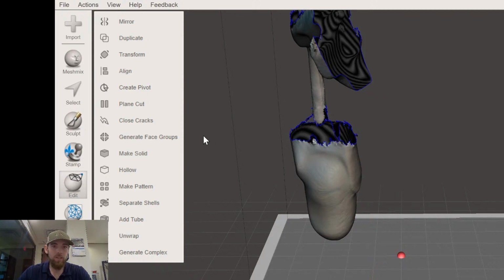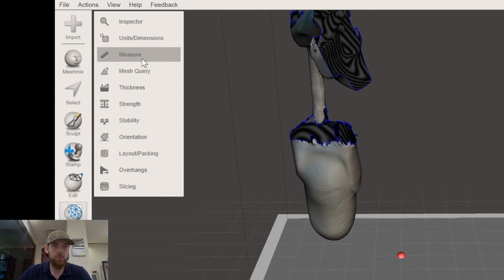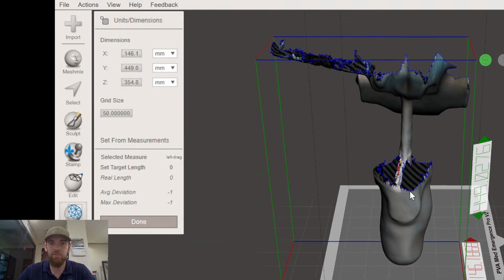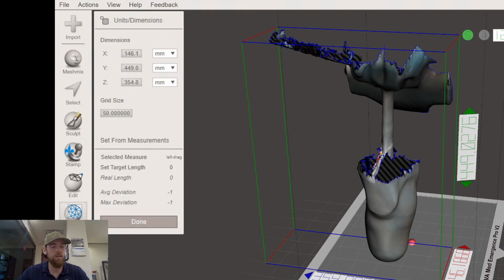If I want to take a look at actually seeing the scale of the model, we do have an analysis tool here, and we can look at the units and dimensions of the part itself with bounding boxes, but these are the only measurements that Mesh Mixer is going to give us. So while Mesh Mixer is a good tool for looking at 3D scan data, it's not always the best to do our clinical modifications within this software.